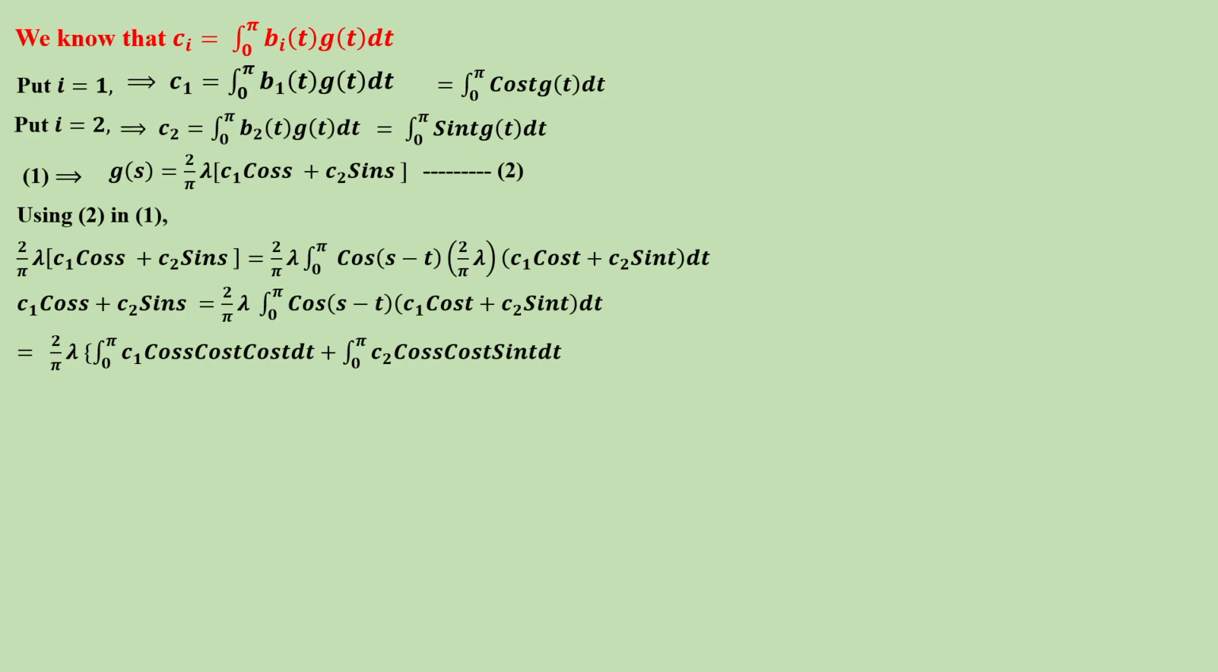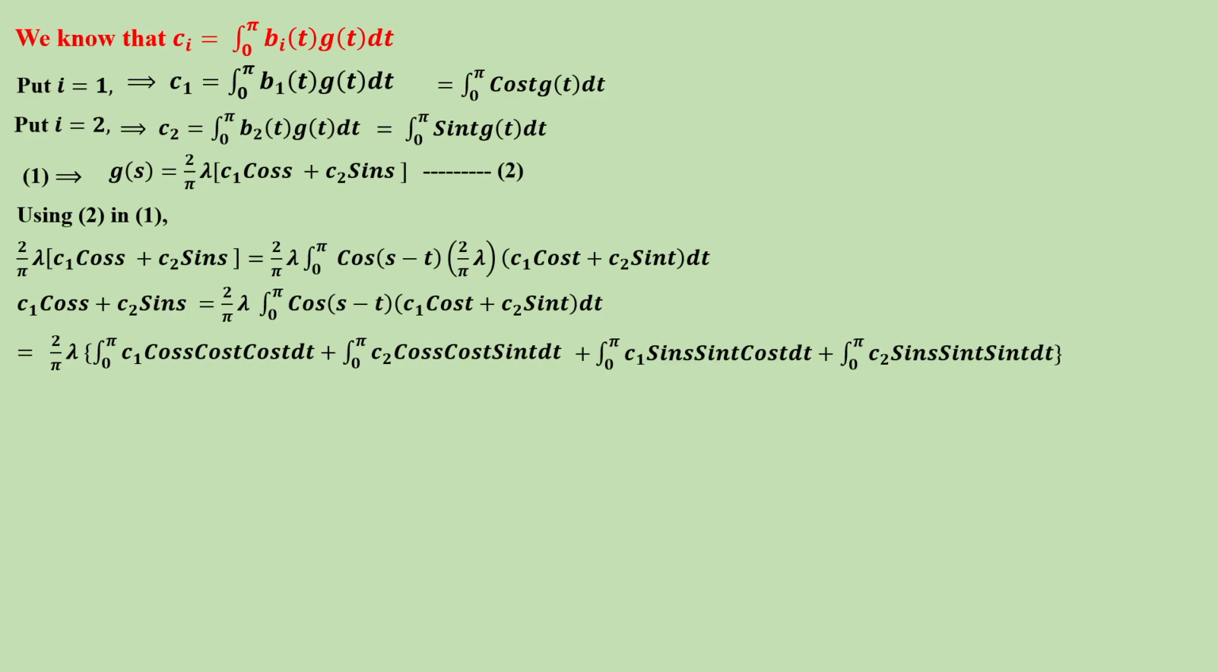Here we are using the cos(a − b) formula, cos a cos b plus sin a sin b, times (C1 cos t plus C2 sin t) dt. Then multiply each and every term. The first term is C1 cos s cos t times cos t dt, plus integral 0 to π of the second term, C2 cos s cos t sin t dt.